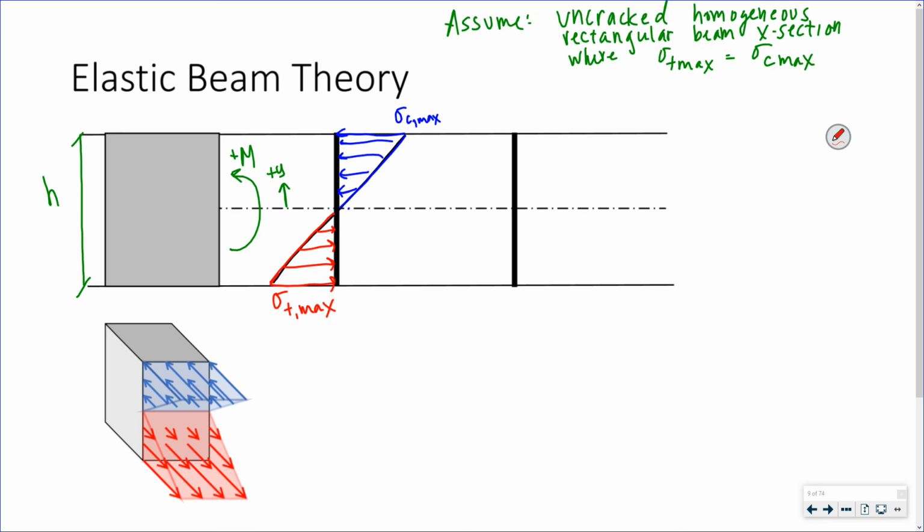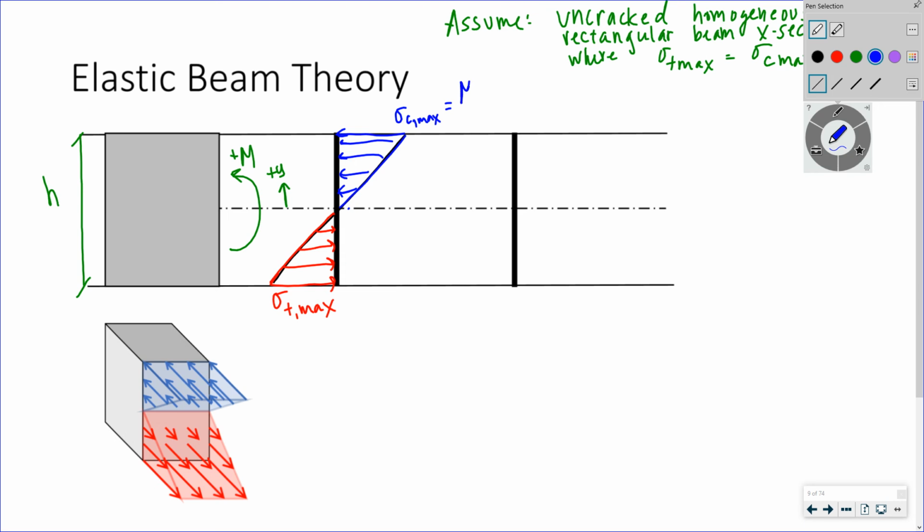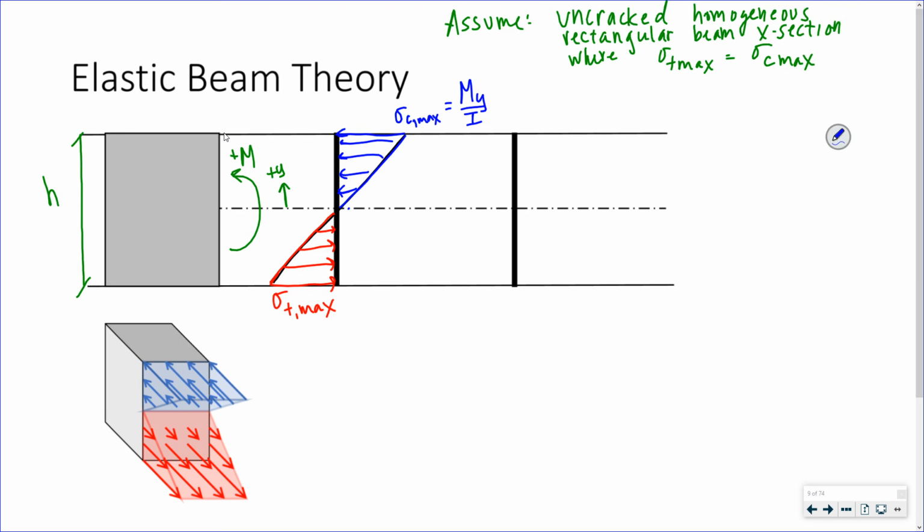We can calculate those two quantities, the maximum tensile and compression stress, by using the equation My over I, or Mc over I, c being, if it's the maximum, right, it would be c. You guys may be familiar with that nomenclature. The value along the height is My over I. The maximum is Mc over I. And similarly on the bottom.